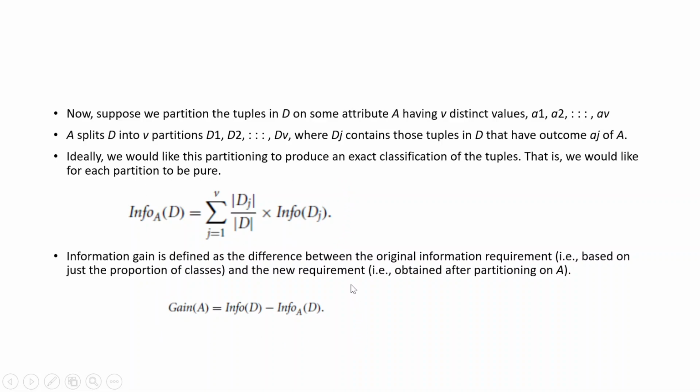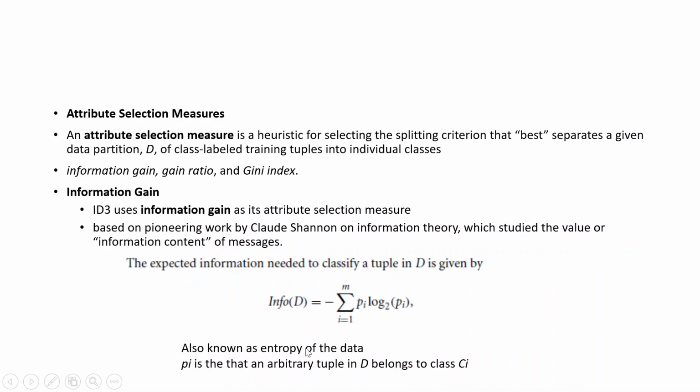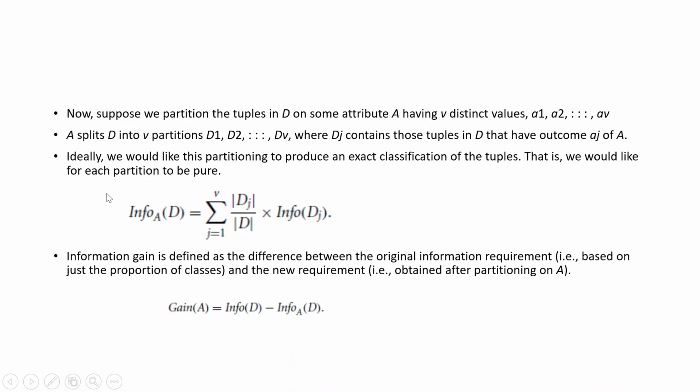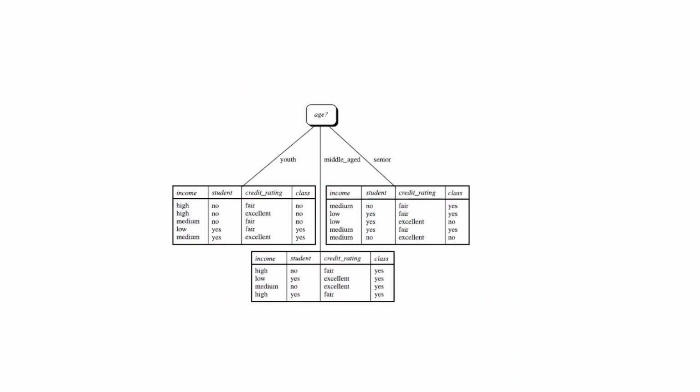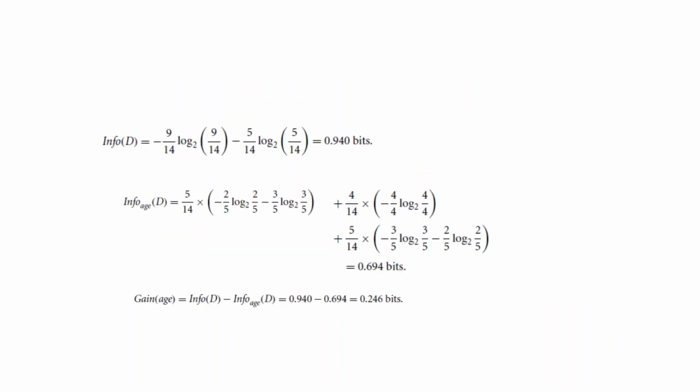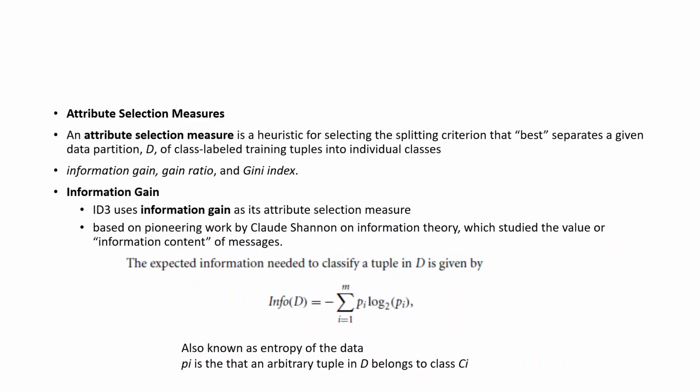The information gain is, initially we calculated the entropy for the original data set, and then here we calculate it after partitioning. The difference is the information gain. For each of the attributes, we find the information gain, and the attribute which has the maximum information gain is the attribute we choose. So here we have an example of how information gain is calculated.